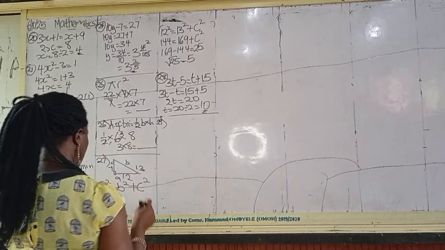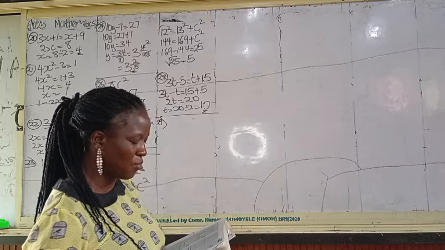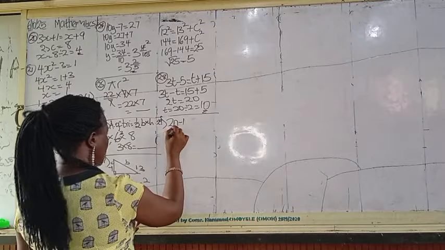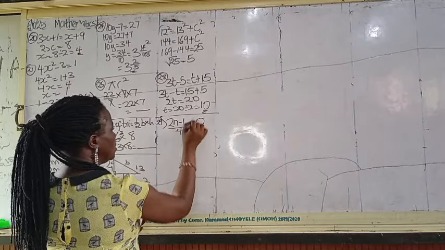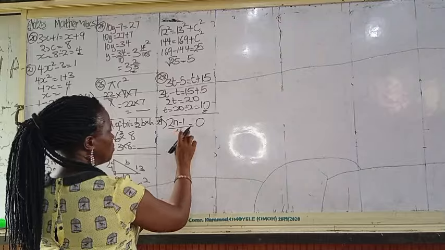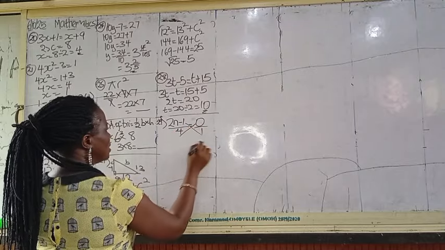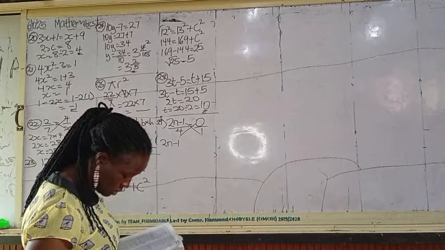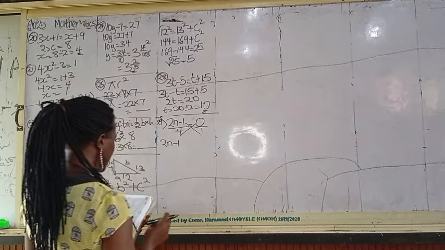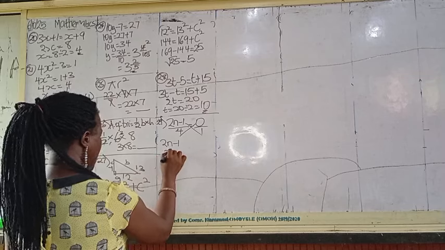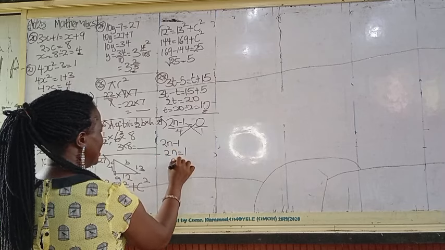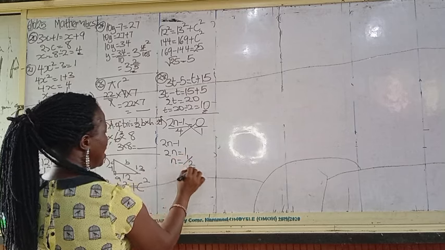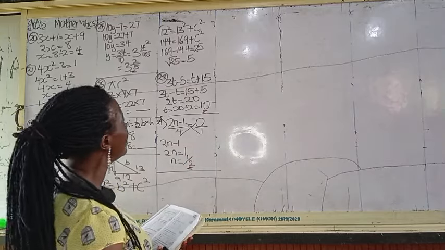Number 29 question. Now we are to solve for n in 2n minus 1 over 4 is equal to 0. So over 4 here. So this will be over 1. Let's cross multiply. That will be 2n minus 1. Because any number multiplied by 0 gives you 0. So let's take 2n is equal to 1. n is equal to half. You know where the half is coming from. You divide it by it.